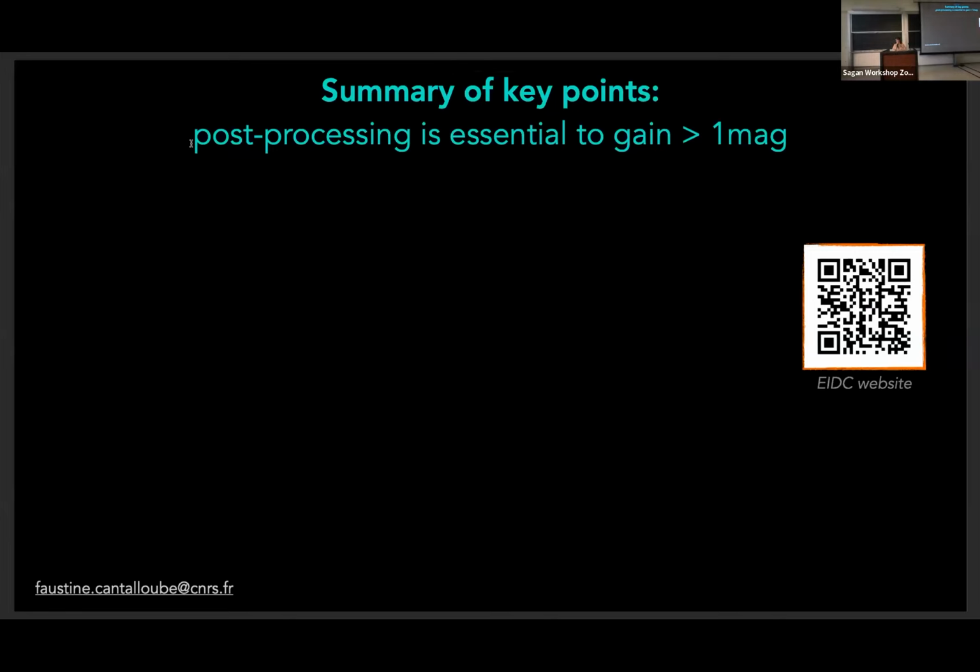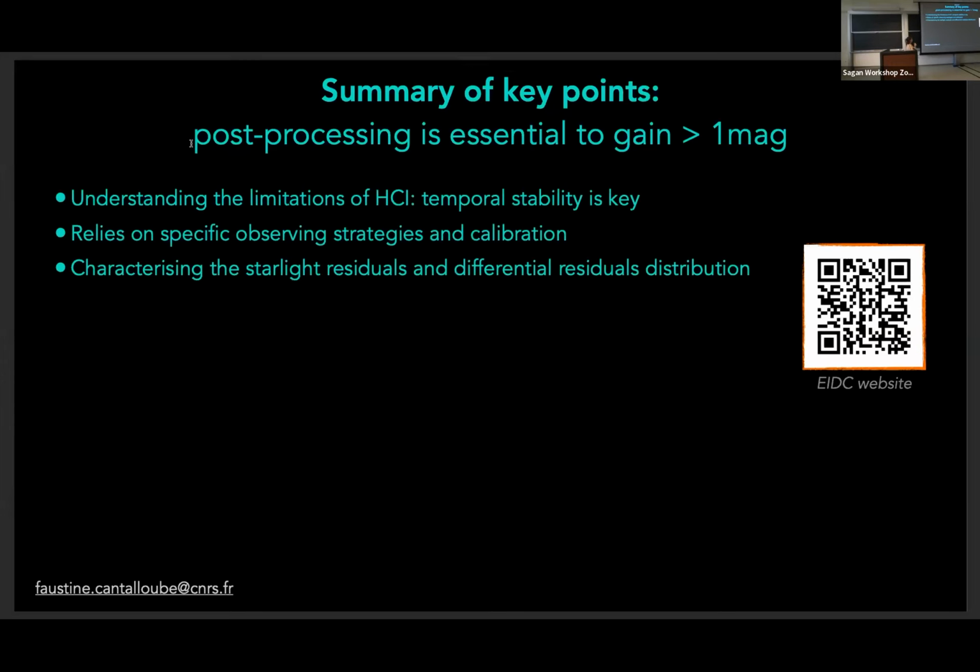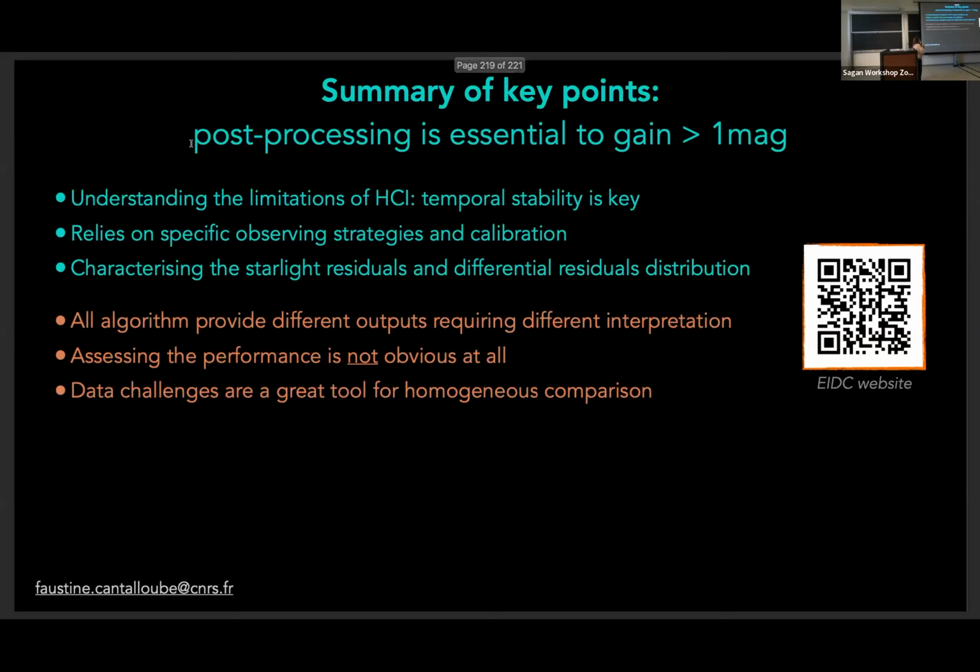So, summary, key points. Post-processing is more than essential to gain one magnitude, at least. Understanding the limitations of high contrast imaging is very important. And one takeaway with the methods we have is stability. Temporal stability is hugely important. If you build an instrument, make it stable, please. It relies on specific observing strategies and calibration. Characterizing the starlight residuals is also very important. As I told you, forget about Gaussianity, or you get more false positives.